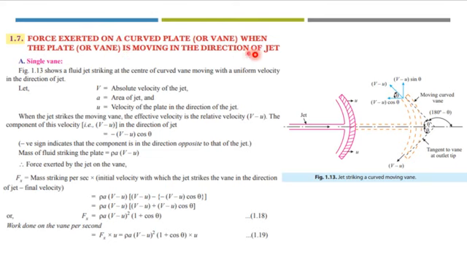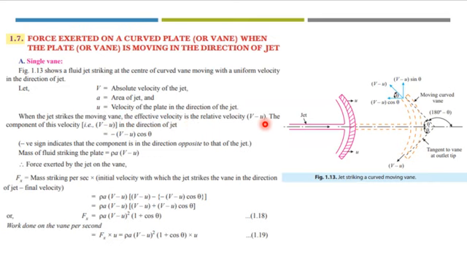force exerted on a curved plate when the plate is moving in the direction of the jet. You can see the figure here. A jet is striking a plate which is curved in shape, and this is moving with velocity u. The figure shows a fluid jet striking at the center of the curved vane, moving with a uniform velocity in the direction of the jet. Let v be the absolute velocity of the jet, a the area of the jet, and u the velocity of the plate in the direction of the jet.